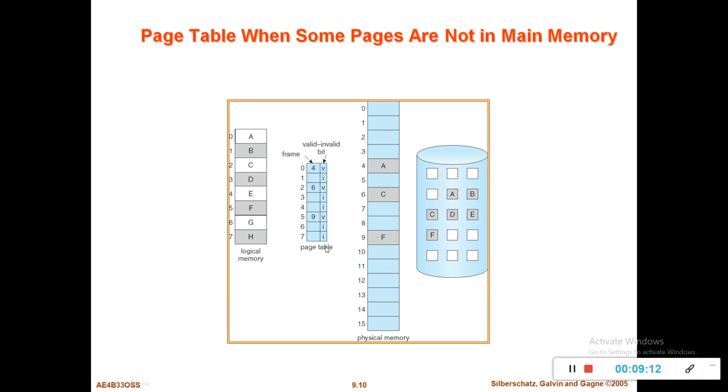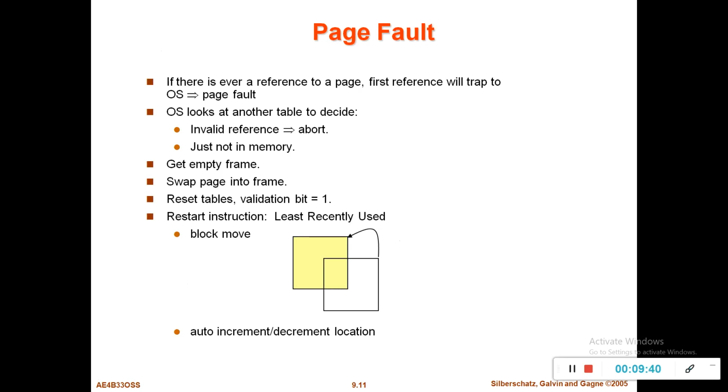Consider that the pages A, C, F are in memory, and the process demands another page linked with a library, which is contained in page H. So it will verify the page table and check the valid-invalid bit. The bit is set to invalid, that is 0 or I, so it will raise an error called a page fault. Now the question is, what is a page fault and how do we handle it?